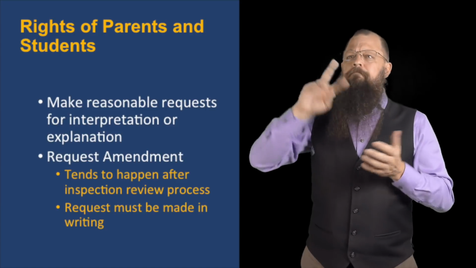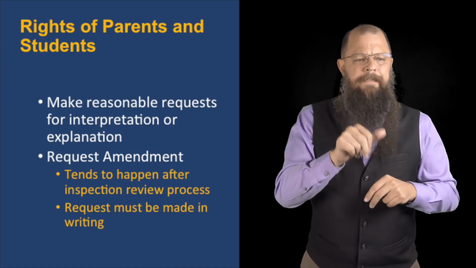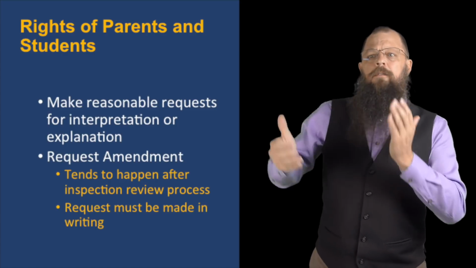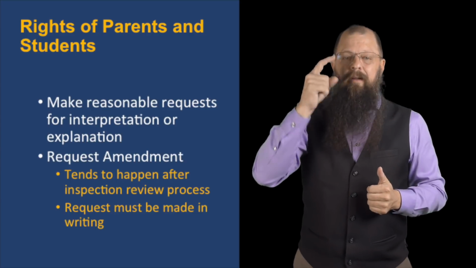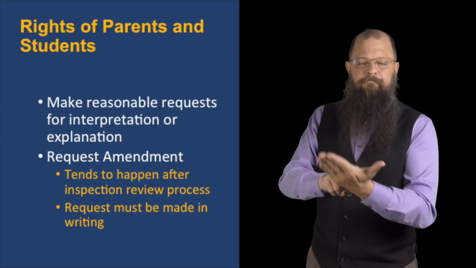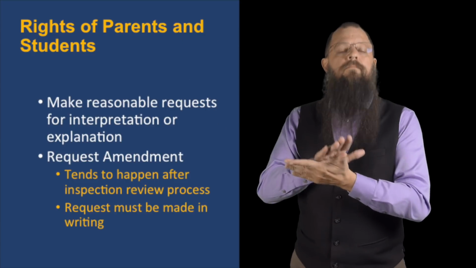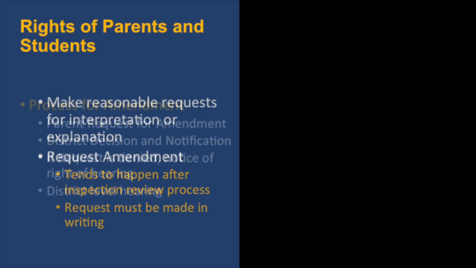Other rights granted to parents and students under FERPA include making reasonable requests for interpretation or explanations of the educational records. They are also able to request amendments if they disagree with the educational documentation. However, this request must be submitted in writing to the school, and the school will then review the request.